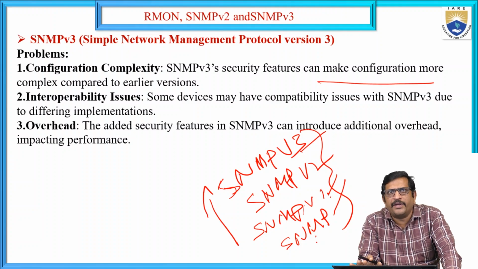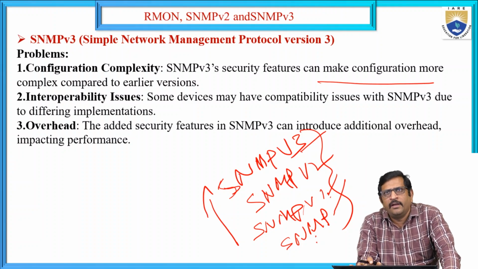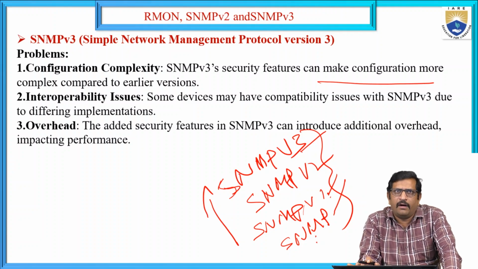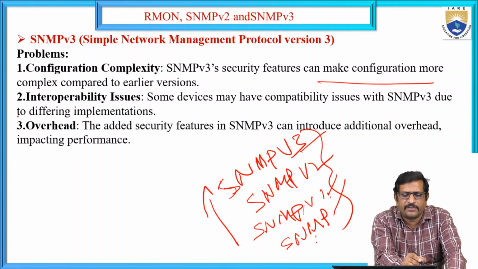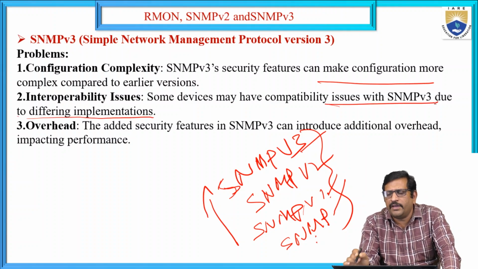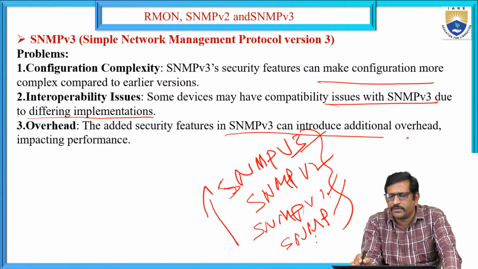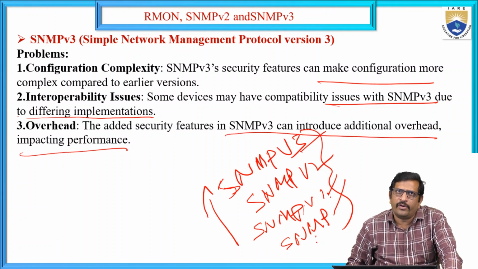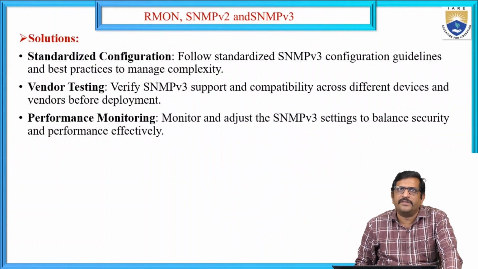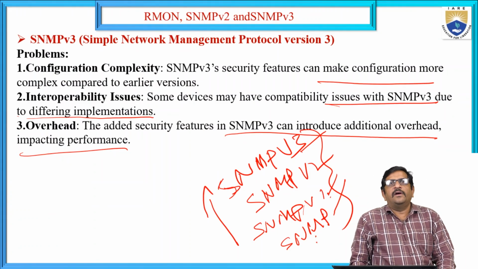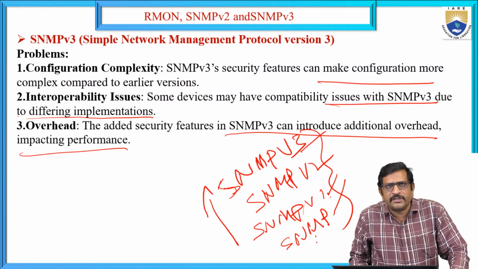Interoperability issues. Some devices have compatibility issues with SNMPv3 due to differing implementations, so some issues will arise in implementation. Overhead: the added security features in SNMPv3 can add overhead and impact performance. These are the problems: configuration complexity, interoperability and overhead.